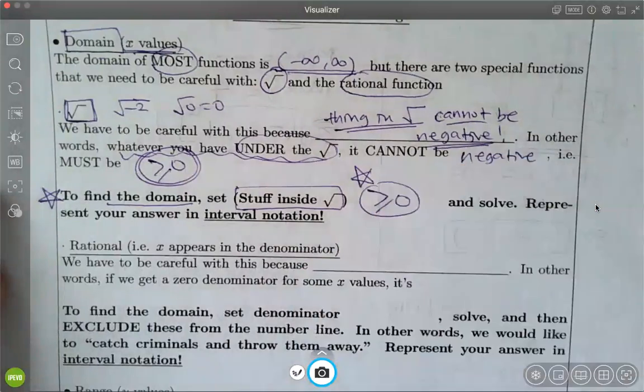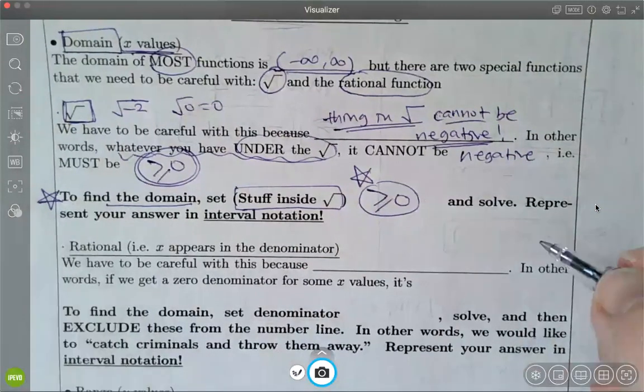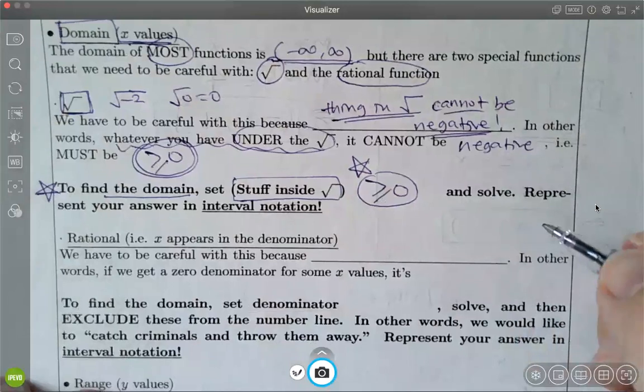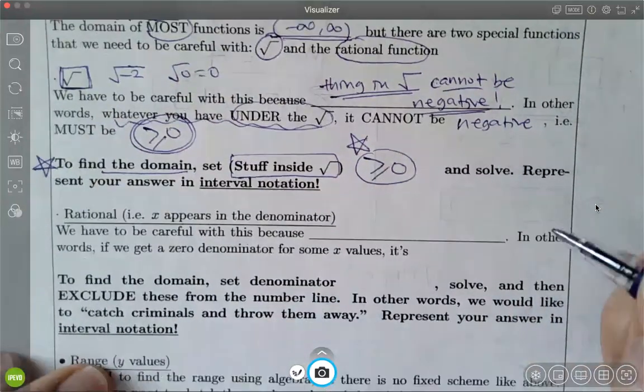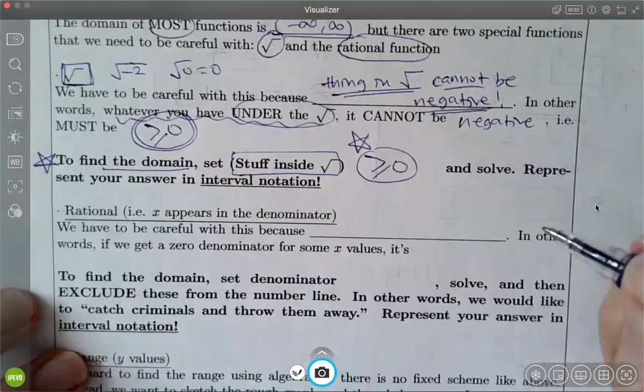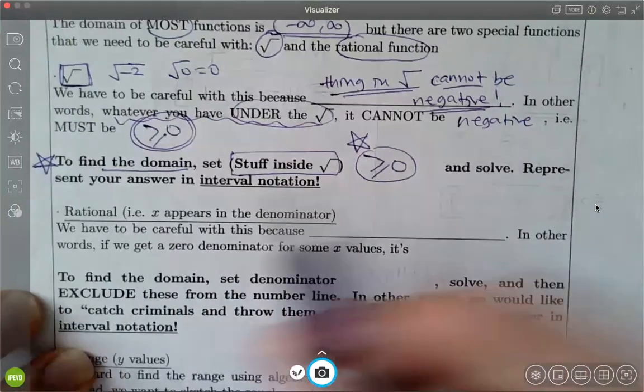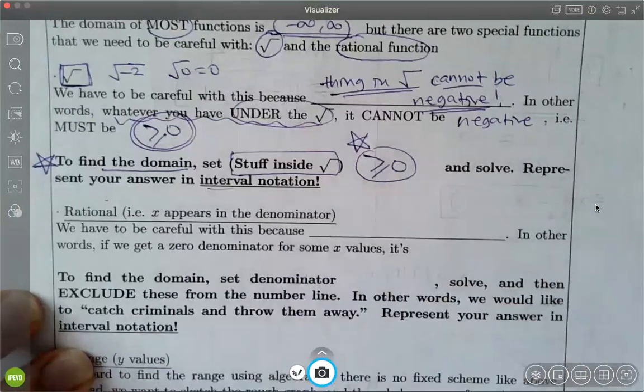So it's an inequality. Many people set it equal to 0, but no, it's greater than or equal to 0. Greater than or equal to 0 for the square root, and then you solve it. Then you have to write your answer in interval notation.